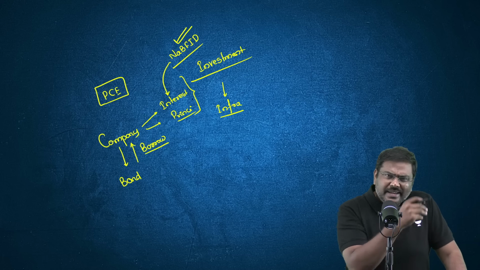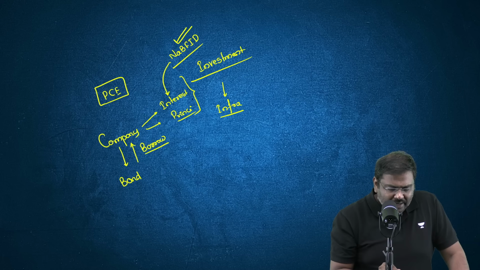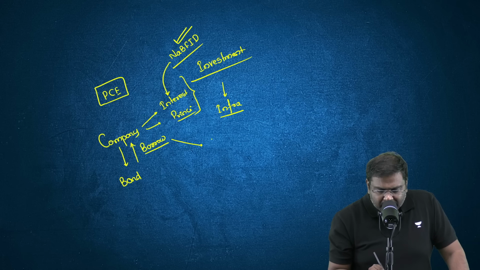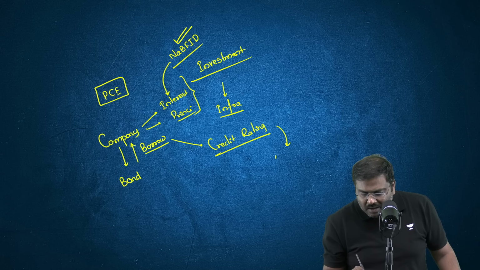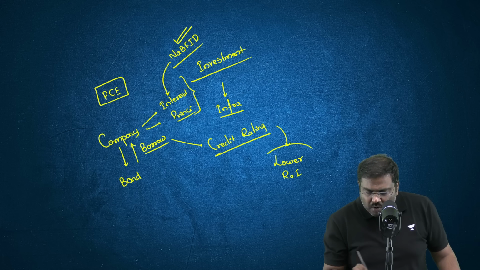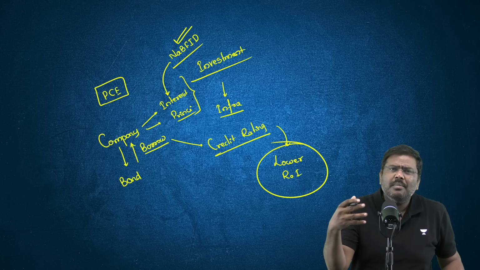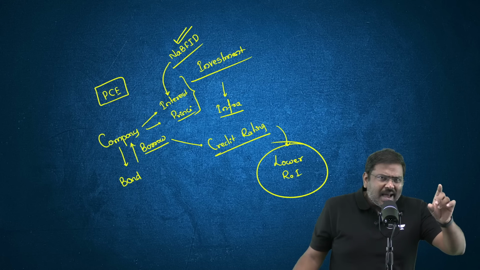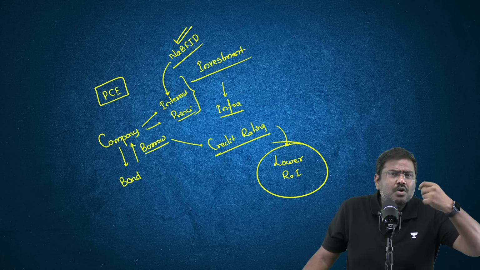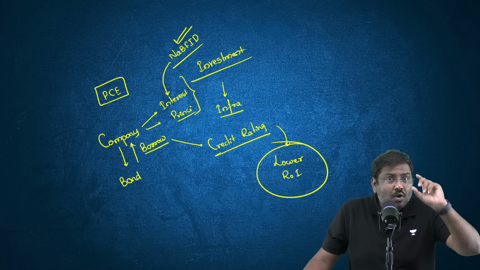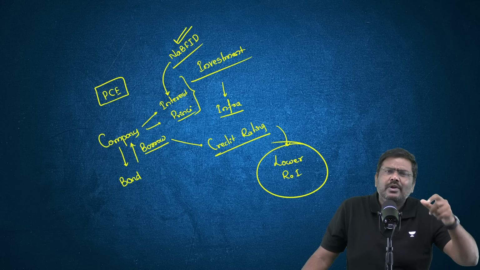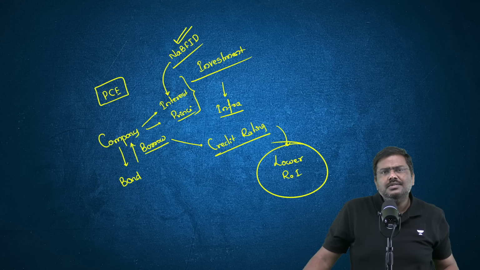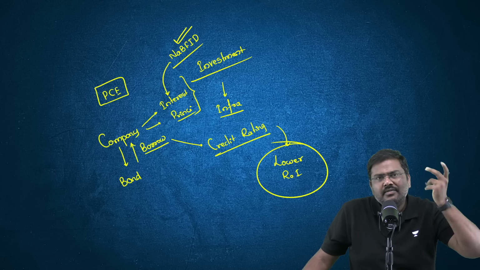Once NaBFID guarantees part of the payment, automatically the credit rating of the company will improve. And when the credit rating improves, the borrower will be able to borrow from the market at a lower rate of interest. That is a very common thing. Reason being, if somebody is guaranteeing part of the payment, obviously you will have more safety, or more confidence in this particular borrower. And when you have more confidence, the borrower will not offer you a higher rate of interest. They will offer you a lesser rate of interest. Higher confidence, higher safety, lesser rate of interest.